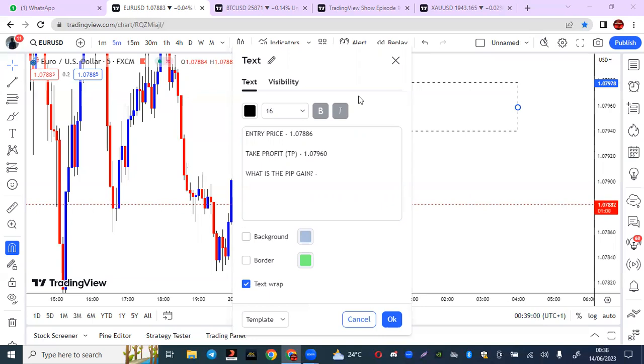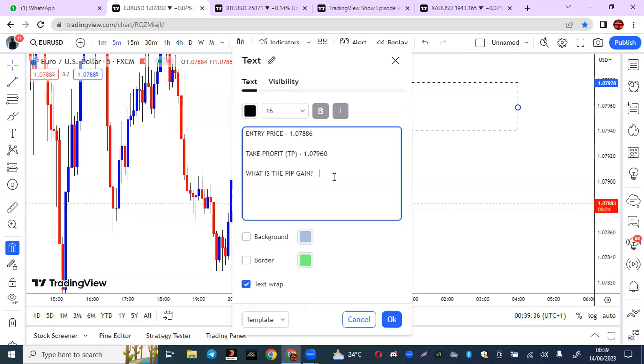Yes, I did. Okay, so this is a very simple way to calculate it. What we need to do is just subtract. Let's do it together. Subtract the smaller one from the bigger one, from the table. So what's the value? We're subtracting 1.07886 from 1.07960.